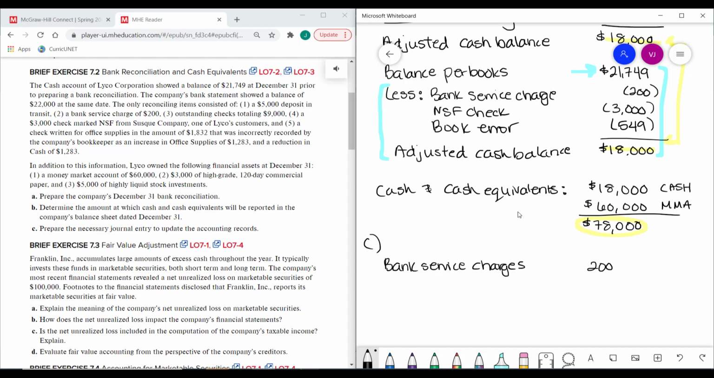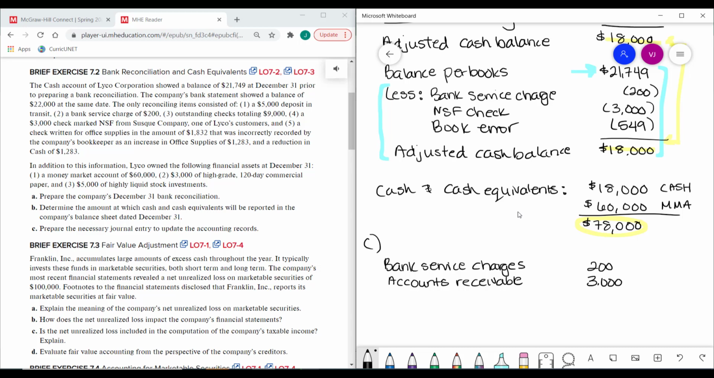The NSF check, you want to ask yourself, okay, what entry did I make when I initially received the check as payment? Well, we would have debited cash and credited accounts receivable, right? But now that the check bounced, we need to reverse that entry. We need to put that money back in the accounts receivable because the customer now still owes us. We thought they paid us, but that money never came, right? So we need to put that back in accounts receivable.